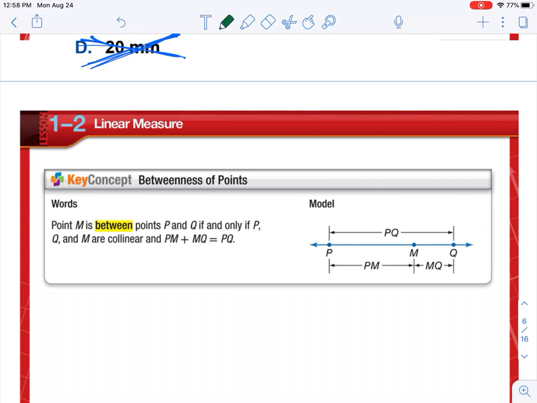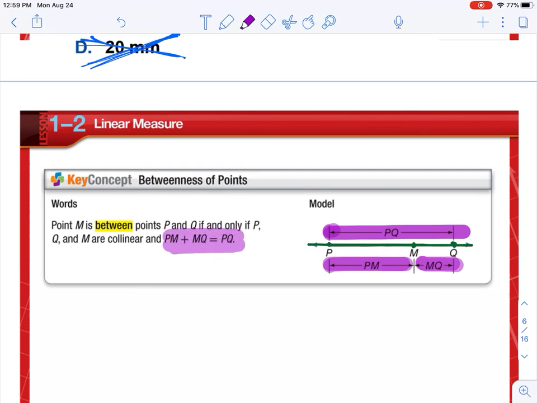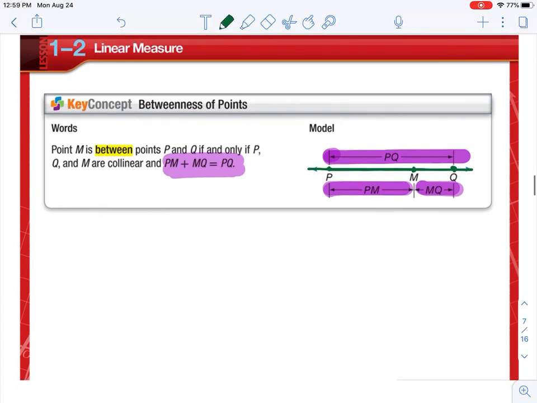Now we're going to use our betweenness of points idea, which we're going to use a lot coming up throughout the whole year. So point M is between points P and Q. You'll see here, M is between P and Q, if and only if P, Q, and M are collinear, so P, Q, and M are all on the same line, and the segment PM plus the segment MQ equals PQ. So PM plus MQ equals PQ. We're going to use that here. Kind of a little formula. I'm going to say left segment plus right segment equals the whole thing, maybe.